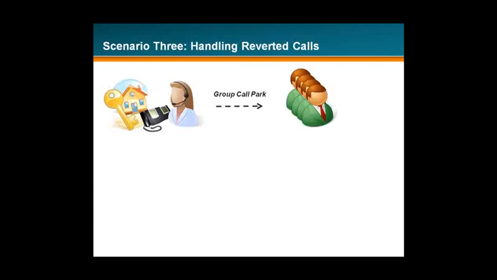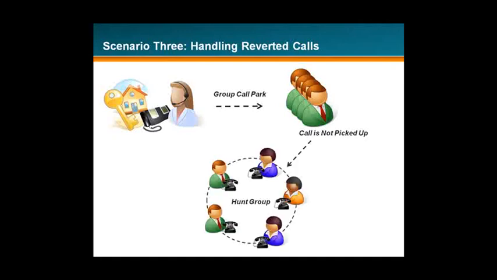All incoming calls go to the receptionist, who parks the call and announces it to the office. Should the call go unanswered, instead of going back to the receptionist, the reverted call is sent to a hunt group that is configured to loop through an assigned list of extensions. In the unlikely case that the call is still not answered, the call will go to the company voicemail.